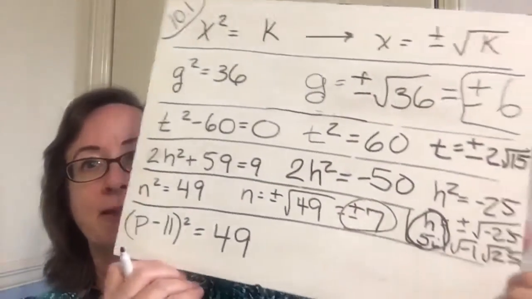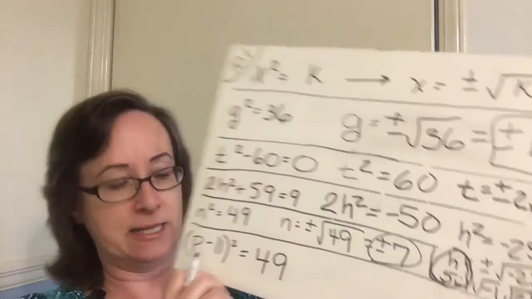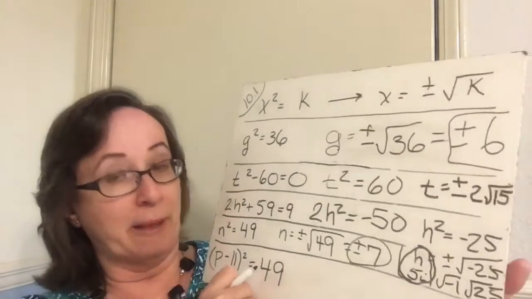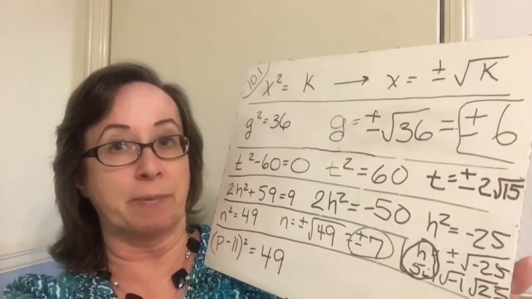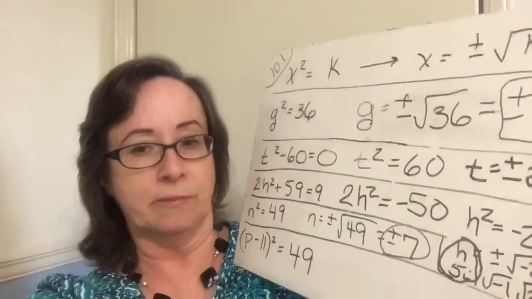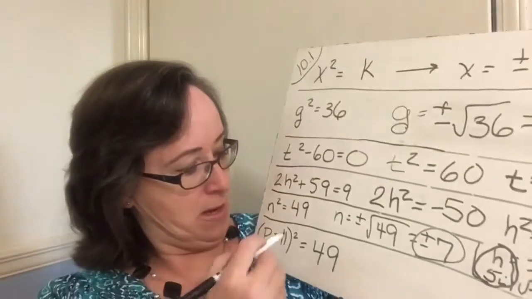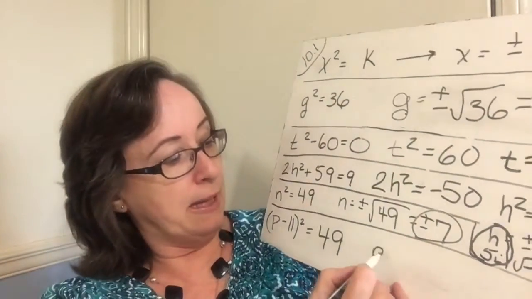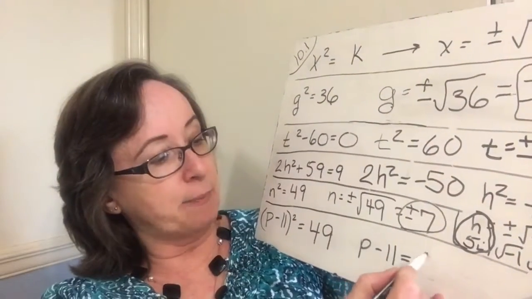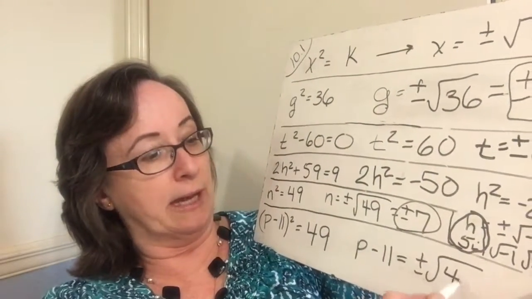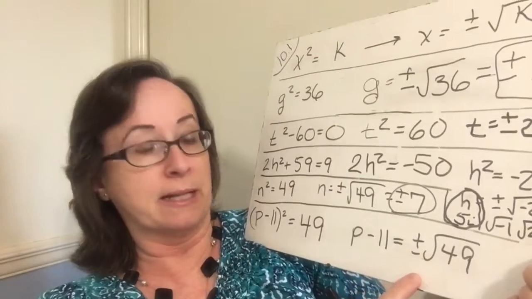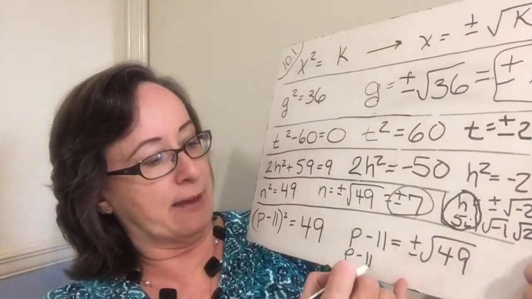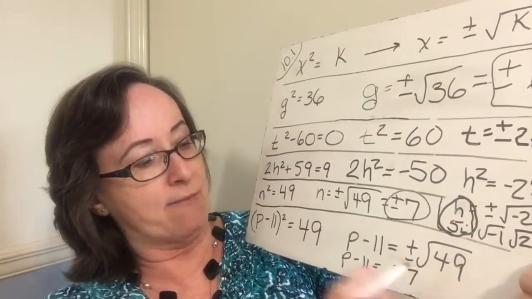Okay, and then this one has a quantity in the square. So I have a quantity squared, but I'm still going to be able to use my square root property in the same way. Let's see if I can adjust this a little bit. There we go. All right, so I'm going to take the square root of both sides and get p minus 11 is plus or minus the square root of 49. But we know that plus or minus the square root of 49 is plus or minus 7. So I have p minus 11 is plus or minus 7.